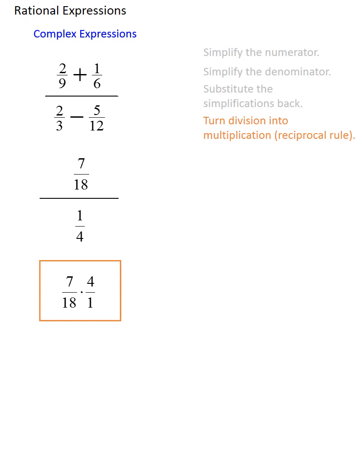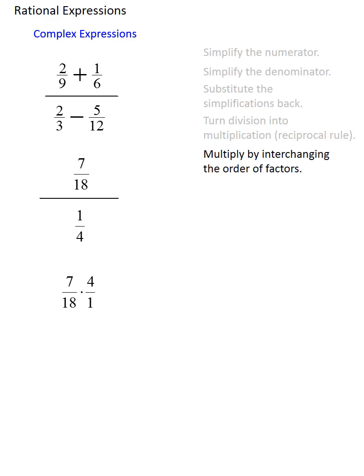And now that I've turned this into a multiplication problem, I just can multiply using any means that I like. You could multiply straight across. 7 times 4 is 28. And 18 times 1 is 18, and then you could reduce 28/18. There's nothing wrong with that. My method is a little different. I like to do this the same way I do it in algebra, where I factor things.